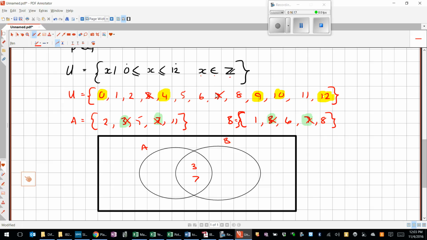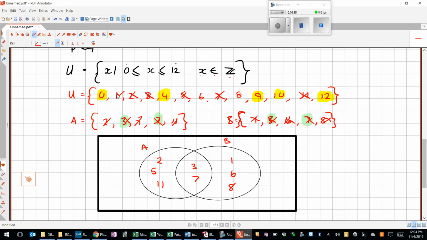Right? And then in A still needs to be 2, 5 and 11. So we've got 2, 5, 11. So I'm going to cross them out there as well. Just little things that if you're doing an exam, you can make sure that you're not making little mistakes. That attention to detail. And then this one we've got 1, 6 and 8. So cross that.